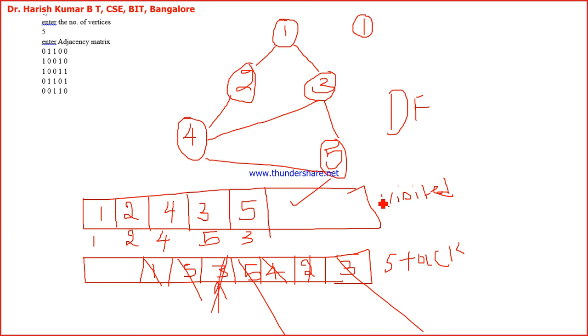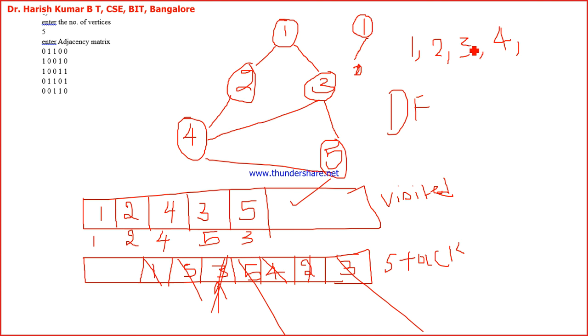So 1 is the starting node, and next I have to visit its adjacent nodes. So 2 I'll visit. Next I visit 3. Next I go for taking 2 and its adjacent nodes. 2's adjacent nodes are 1 and 4. 1 is already visited. Next thing to visit is 4.